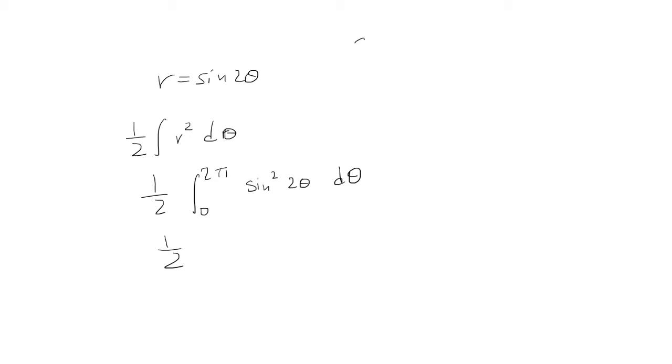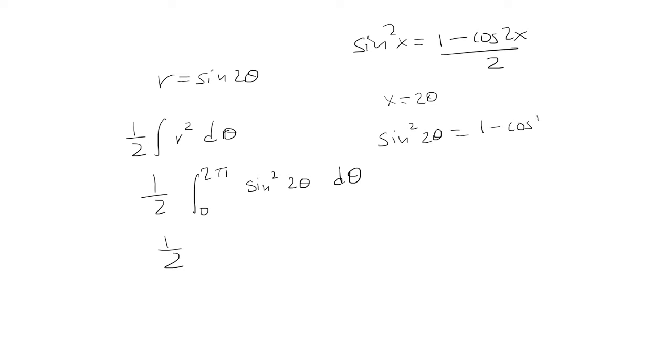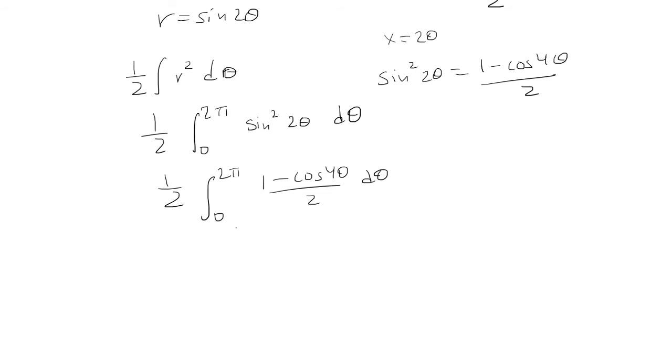So I know that sine squared of x is 1 minus cosine 2x all over 2. So if I replace x with 2 theta, I'm going to get that sine squared 2 theta is 1 minus cosine 4 theta over 2. So I'm going to plug that in here. I can bring out the half, so I'll have 1/4 integral from 0 to 2 pi, 1 minus cosine 4 theta d theta.